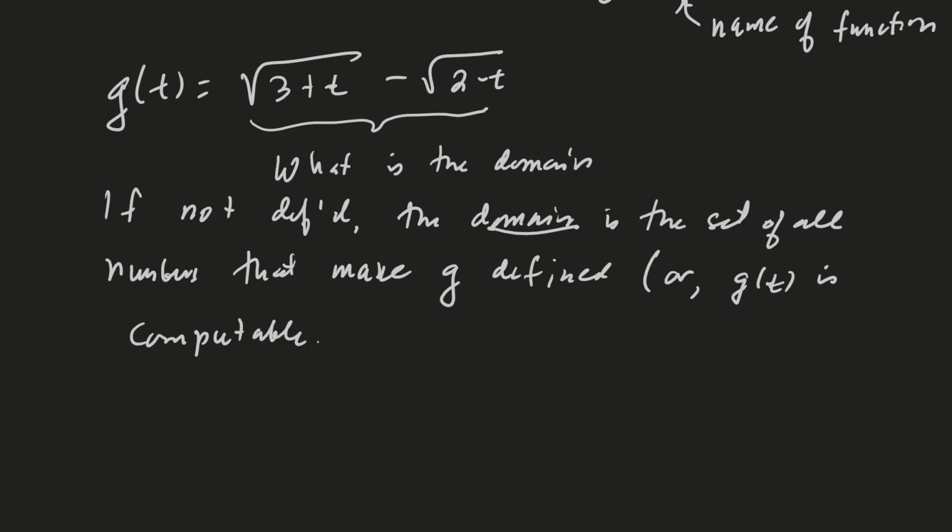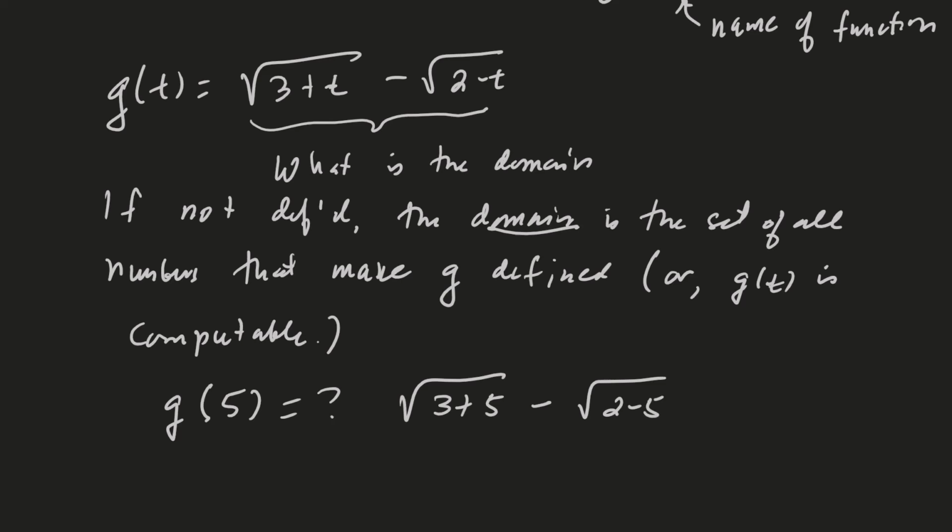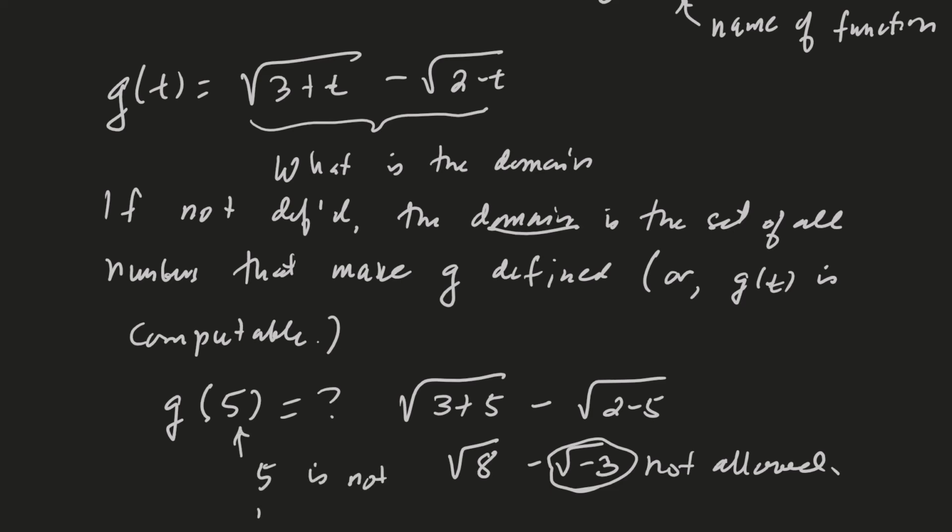Okay, so for example, in this example up here, can we compute something like g of 5? Well, that would be the square root of 3 plus 5. That's okay. Minus the square root of 2 minus 5. We're going to run into trouble, right? Because that's the square root of minus 3, and that's not allowed. Okay, so this says that 5 is not in the domain.